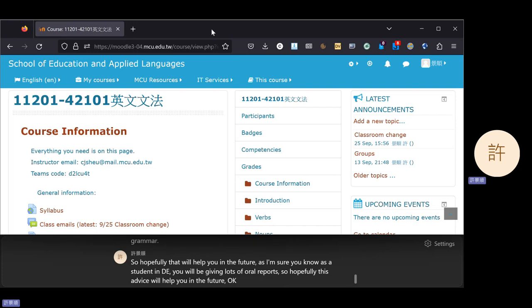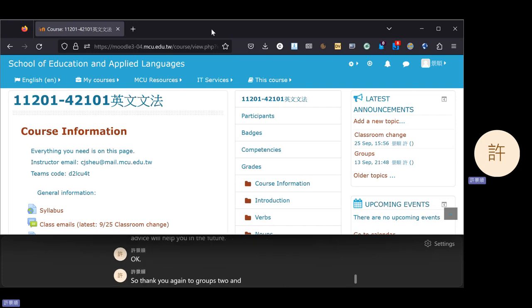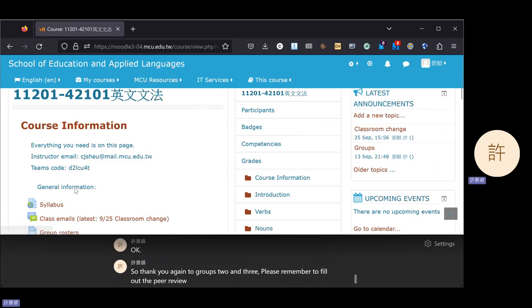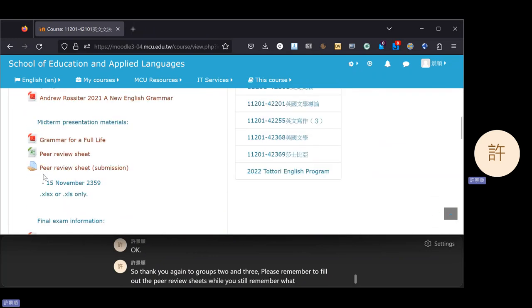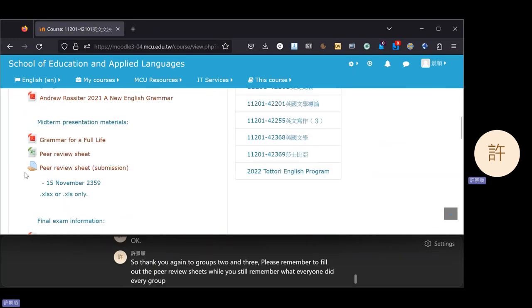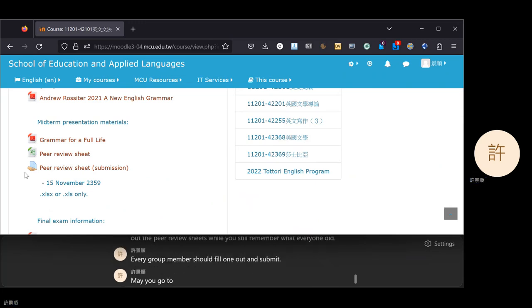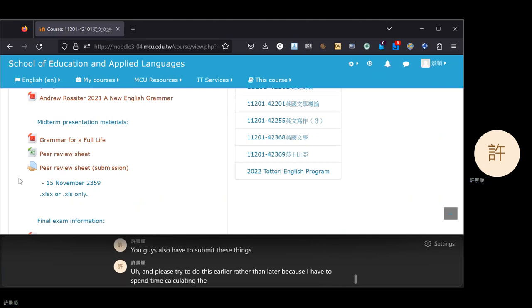Okay, so thank you again to Groups 2 and 3. Please remember to fill out the peer review sheets while you still remember what everyone did. Every group member should fill one out and submit. 每一个组员. So Group 1, you guys also have to submit these things. And please try to do this earlier rather than later, because I have to spend time calculating the score.